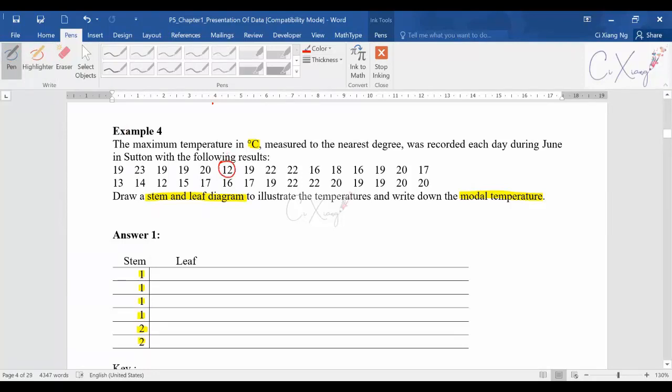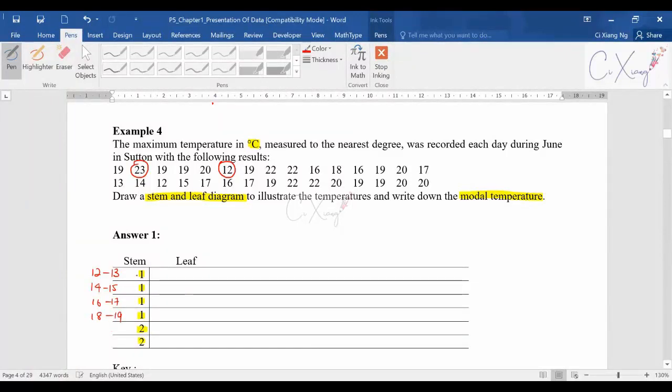You can see that the smallest number should be 12, if I'm not mistaken, and the largest number should be 23. So you can actually have a guess: how can I put my data into the four 1s and the two 2s here? The smallest number starts from 12, right? So let's say I put in 12 and 13 for the first stem, then 14 and 15, then 16 and 17, then 18 and 19.